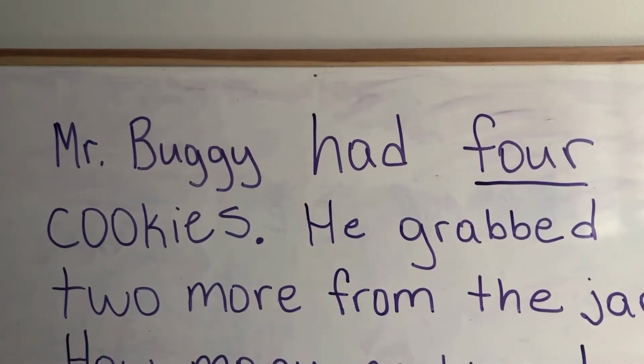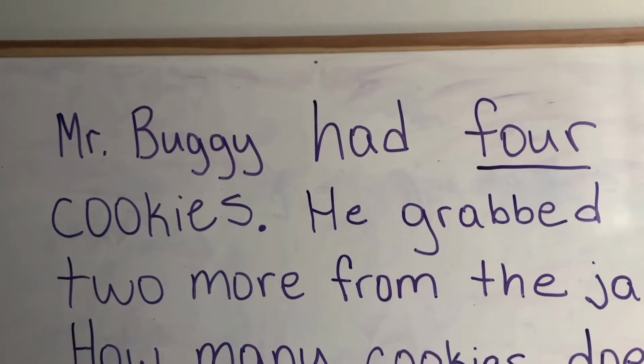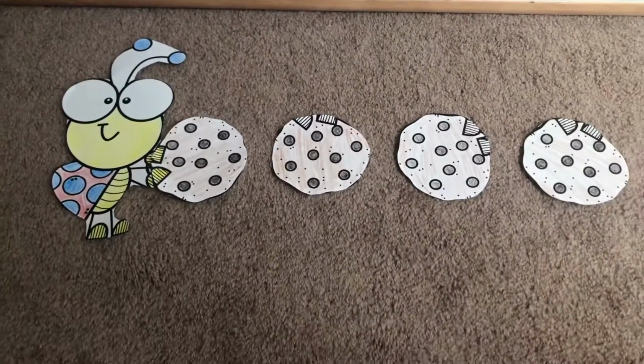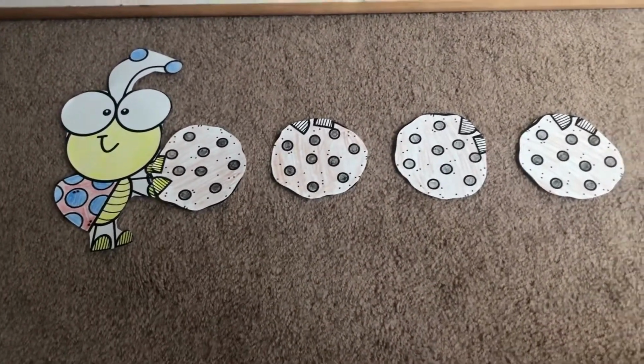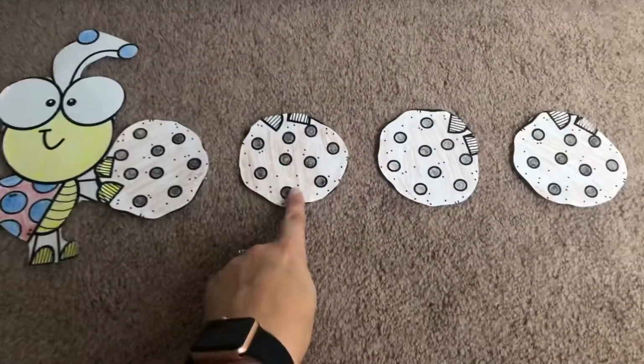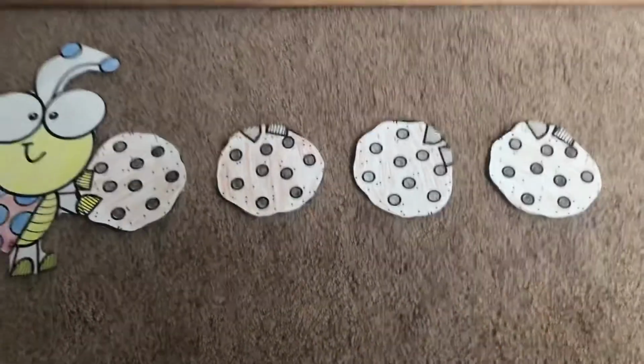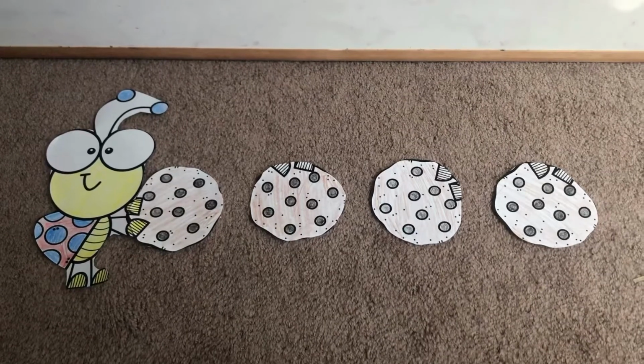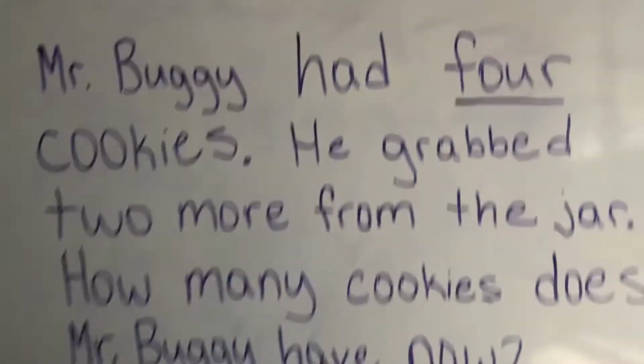And we are going to show that in a visual with Mr. Buggy. So there's Mr. Buggy, and he's got his 4 cookies. Let's count those out. Make sure we have those. 1, 2, 3, 4. So giving it a visual. Moving on to our next sentence.